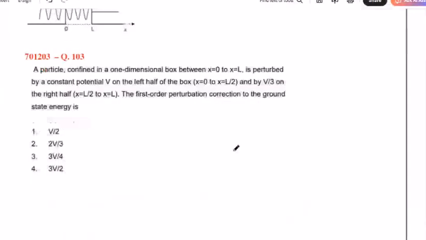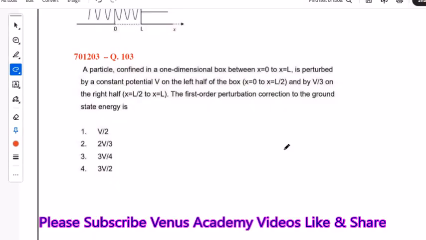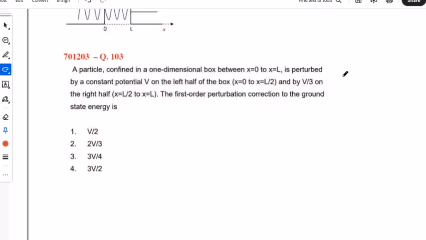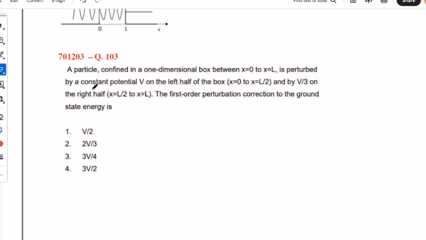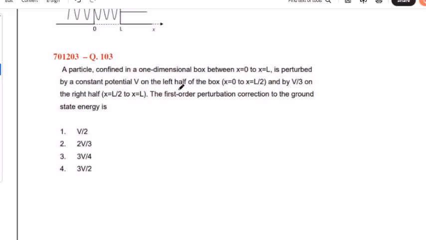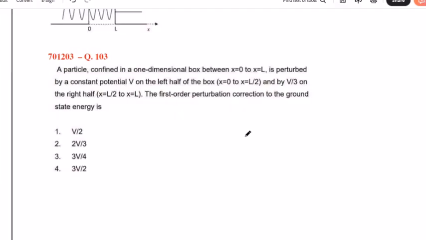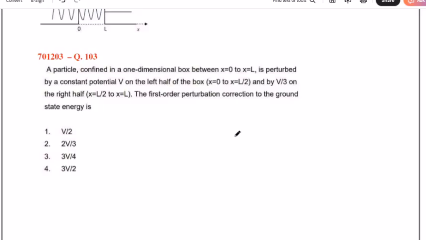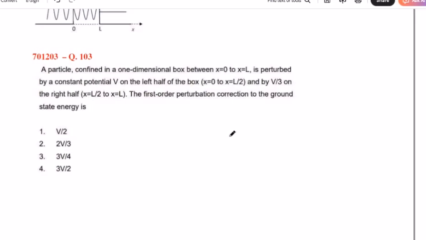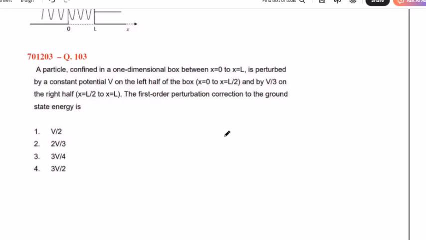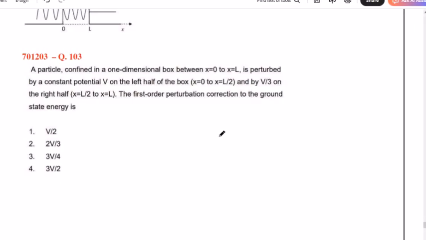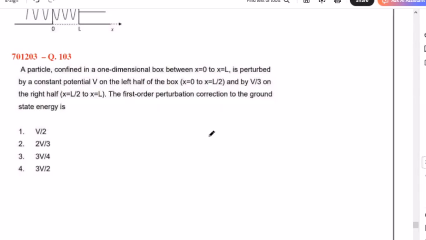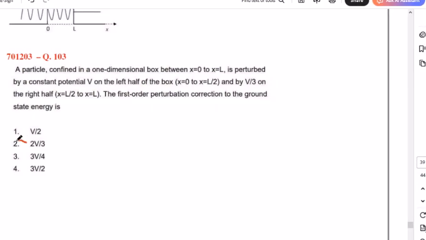Next, question number 103. A particle confined in a one-dimensional box between x equal to 0 and x equal to L is perturbed by a constant potential V on the left half of the box, x equal to 0 to x equal to L by 2, and by V by 3 on the right, x equal to L by 2 to x equal to L. The first-order perturbation correction to the ground state energy is... yes. So question number 103, option 2 is the correct option, friends.